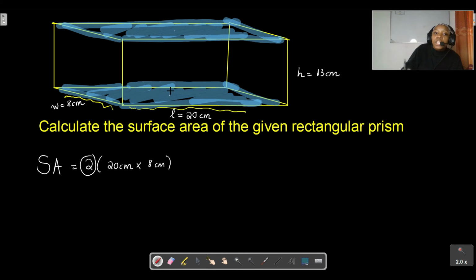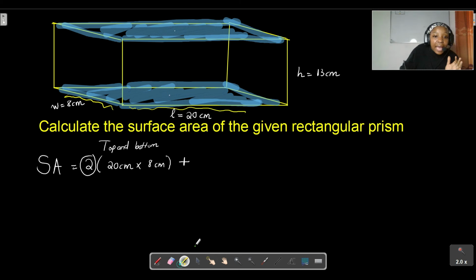I basically put that 2 there because we are just calculating the same area twice. So I don't have to write 20 centimeters multiplied by 8 centimeters plus 20 centimeters multiplied by 8 centimeters. I can just write 2, open my brackets, 20 centimeters multiplied by 8 centimeters plus. Now I want to calculate the total areas of my sides.